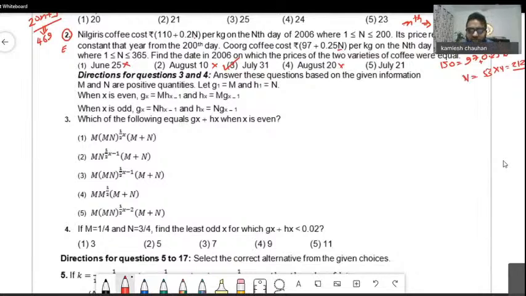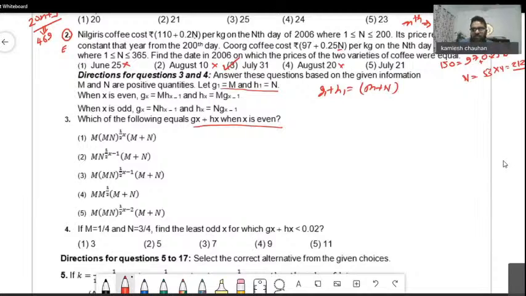हम लोगों को कुछ information दे रखा है, g1 and h1 दे रखा है. हम लोगों को दे रखा है when x is even what is g(x) and what is h(x), and when x is odd what are the values of g(x) and h(x). Which of the following is equal to g(x) plus h(x) when x is even? So this is what is asked. So g(x) and h(x) की ये वैल्यू हम लोगों को दे रखी है. So what we can do is we can find g1 plus h1 is equal to m plus n.